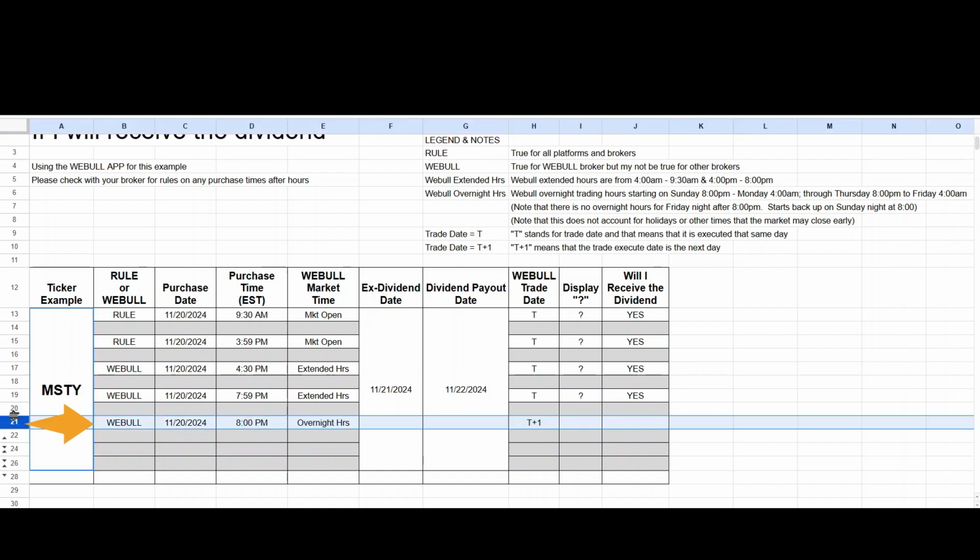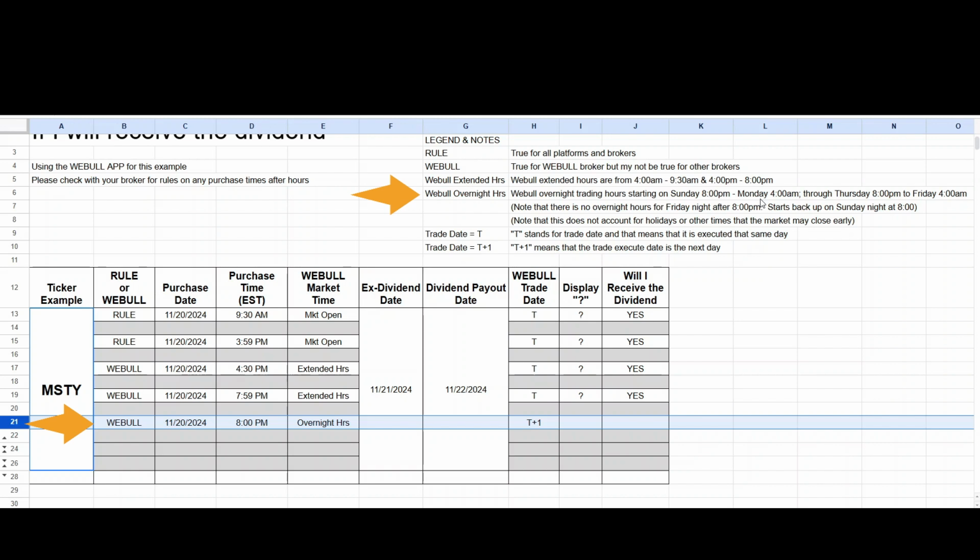Now, Webull has just opened and made available overnight hours. Now, overnight hours is up here in my legends and notes. The overnight hours start on Sunday at 8 p.m., okay? From 8 p.m. all the way to Monday at 4 a.m. So that night is the overnight hours for that day, right? And then it goes through Thursday at 8 p.m. to Friday at 4 a.m.